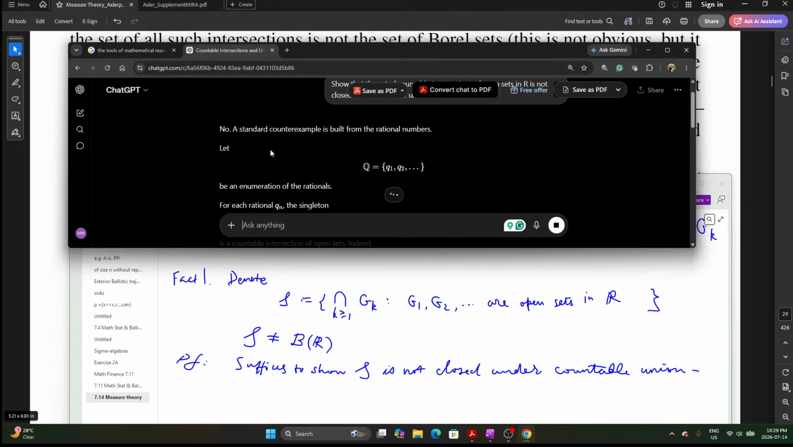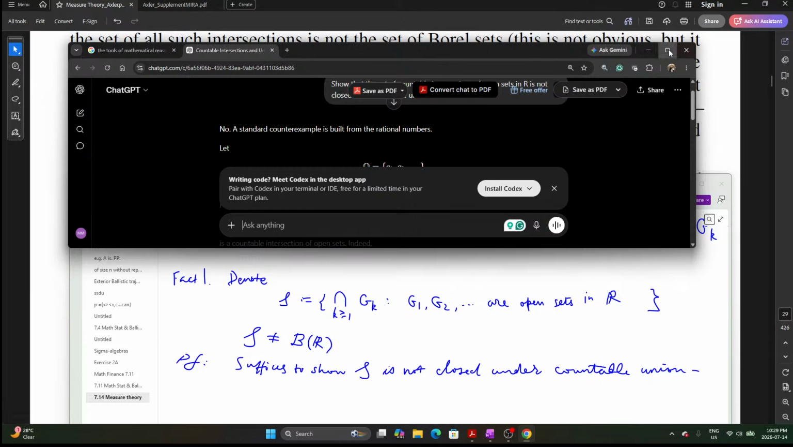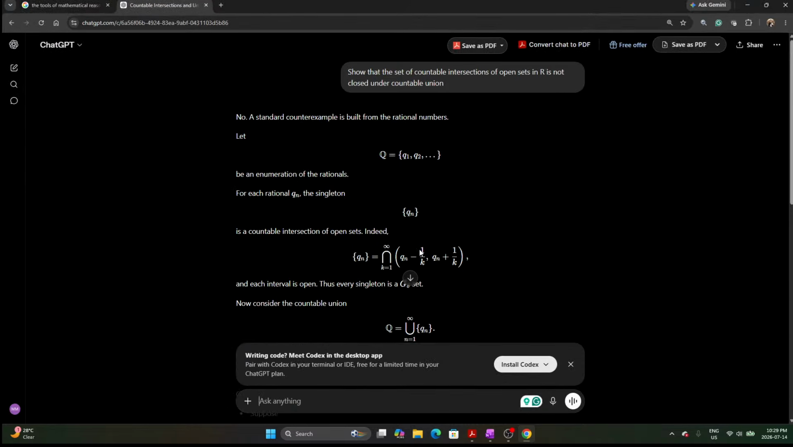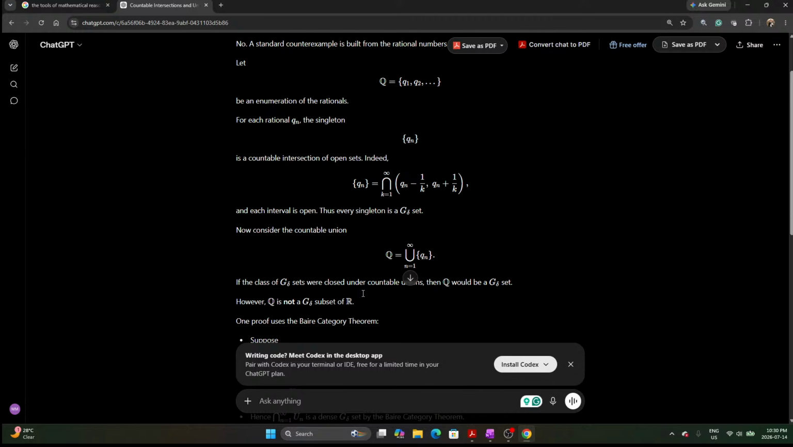A standard counting example is built from the rationals. Let q1, q2, and so on be an enumeration of the rationals. For each qn, the singleton {qn} is a countable intersection. Indeed, it's just a singleton. You can always write it that way. Each open interval is open. Now consider the countable union.